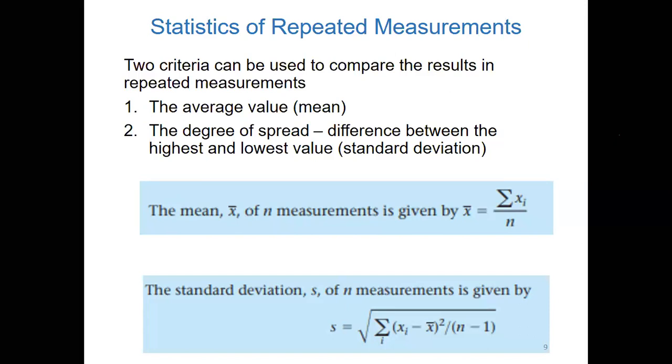N is the number of samples, and to calculate the standard deviation, take the difference between the value and the mean value, take the square of that, and divide by n minus 1. This n minus 1 we call the degrees of freedom, and we need it for calculations later, so let's discuss more about it later. You should know these equations for calculating the standard deviation.